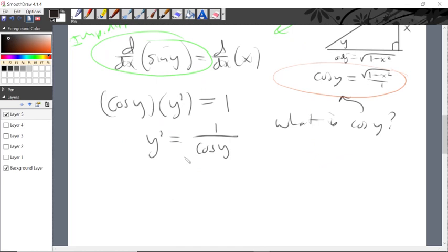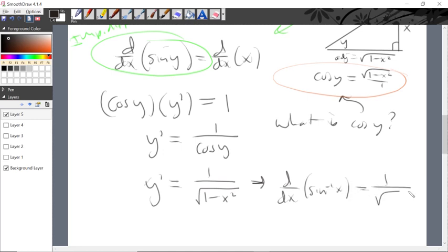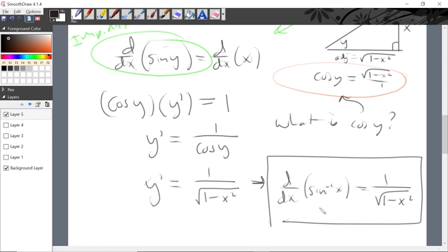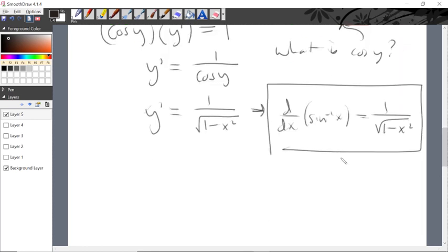So back to our y prime. Y prime is equal to 1 over the cosine of y, but the cosine of y is the square root of 1 minus x squared. So y prime is equal to 1 over the square root of 1 minus x squared. So we have it. The derivative of the arc sine of x is equal to 1 over the square root of 1 minus x squared, as long as we are within the domain of the arc sine function.